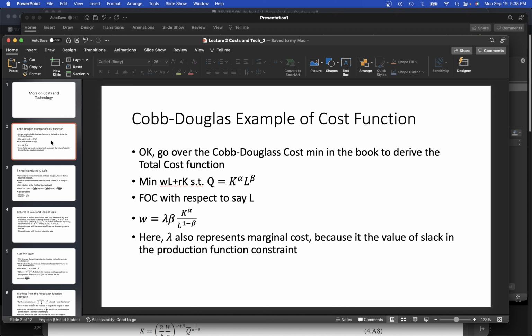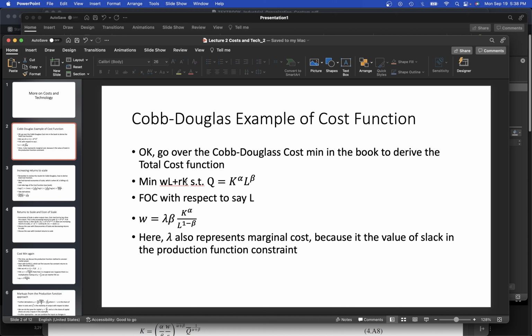Cobb-Douglas example of the cost function. So go over the Cobb-Douglas cost function in the book and derive the total cost function. Here you have the minimum. So, for example, if you have two inputs, you minimize this, which is your total cost, right? Because W is the wage cost of labor per unit of labor, and L is the total amount of labor. R is the per unit rental rate for capital, and K is the amount of capital.